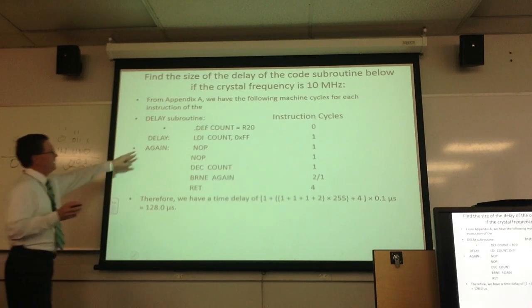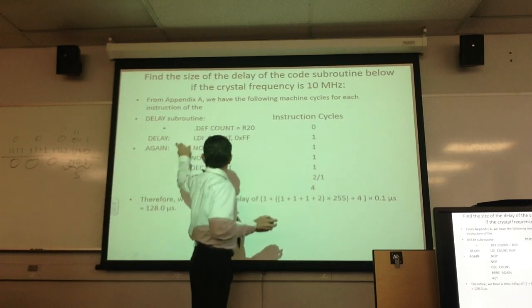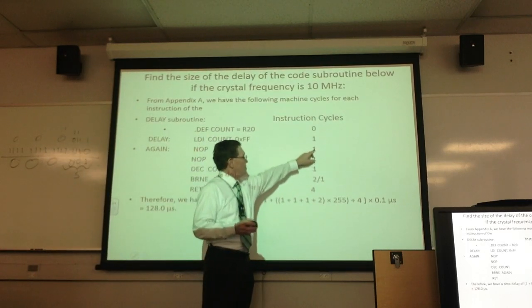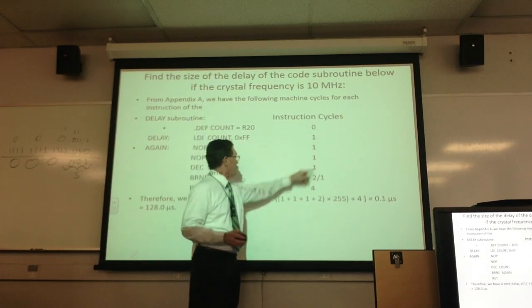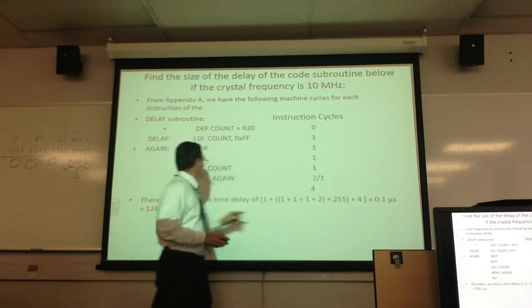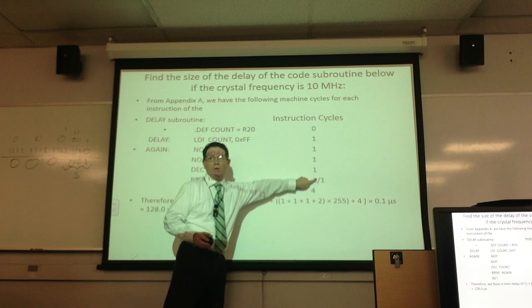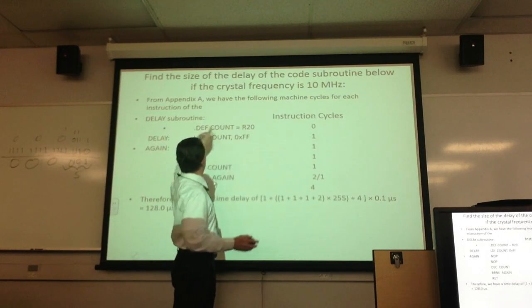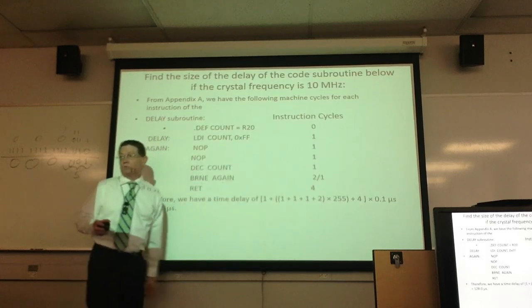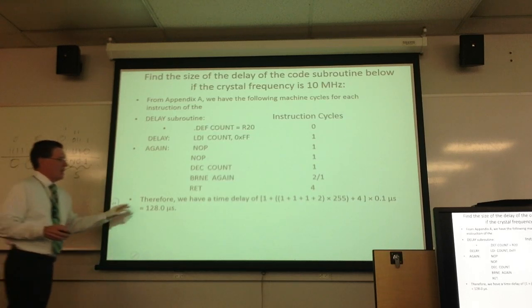Up here, I have my label back again, which is basically a no-op, one instruction cycle, no-op again, one instruction cycle, decrement, one instruction cycle, and now I have my branch not equal, which is going to be 2. It's going to be doing this how many times? 255 times. 256 times, actually. I'm sorry, FF is 255. So we have a time delay.